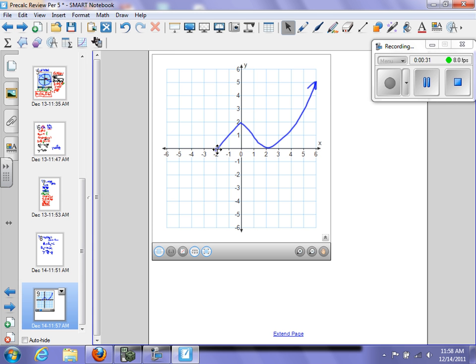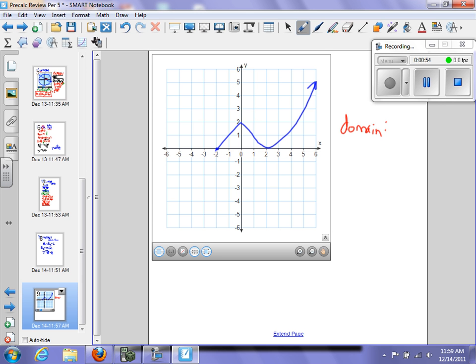So the question is, use the graph to find the domain and range, the intercepts, if any, and any symmetry with respect to the x-axis, the y-axis, or the origin. So let's start out with domain.